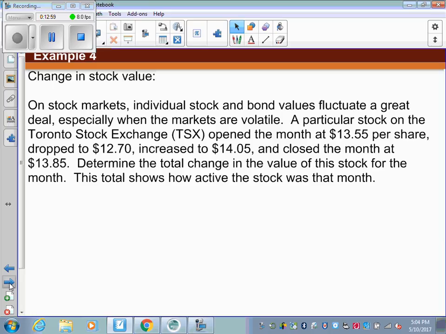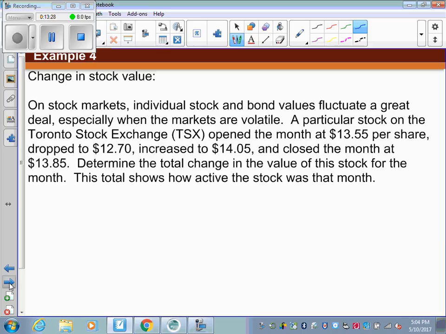So here's a particular stock. It opened the month at $13.55, then dropped and increased, and closed out the month. What was the total change in the value of the stock? This shows how active the stock was that month. So basically, we're finding the difference between each one. And like I mentioned at the start of this lesson, with absolute value, it doesn't matter in what order you decide to subtract. You're still going to end up with the same answer.